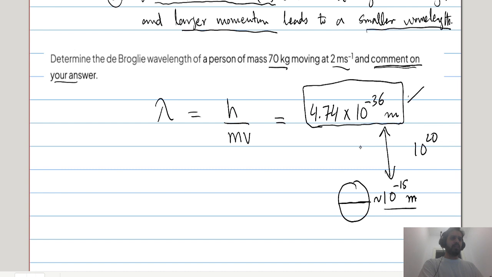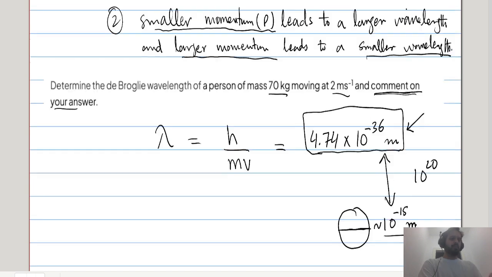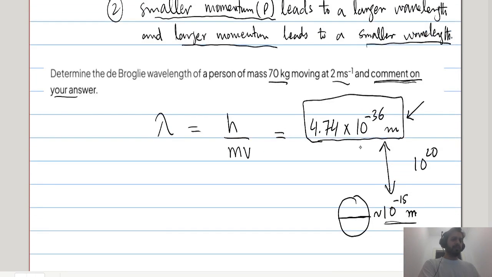And that's why we can just ignore this wavelength. It cannot be measured. It cannot have any diffraction grating effects. So even if you have a nucleus, you cannot diffract this wavelength, because the nucleus is much smaller, right? So you will not see any diffraction pattern for a person moving with this velocity.